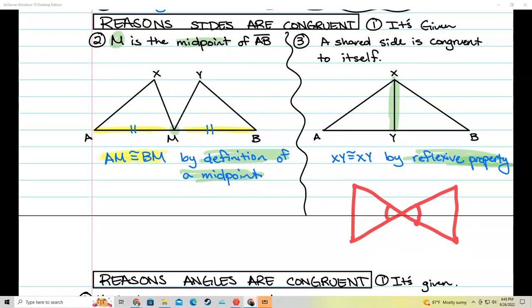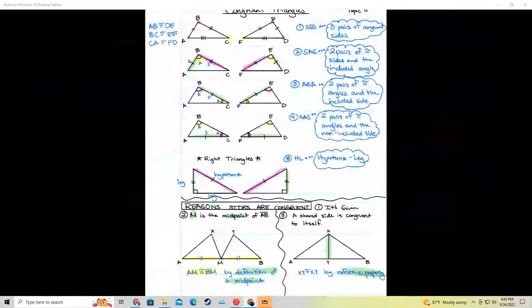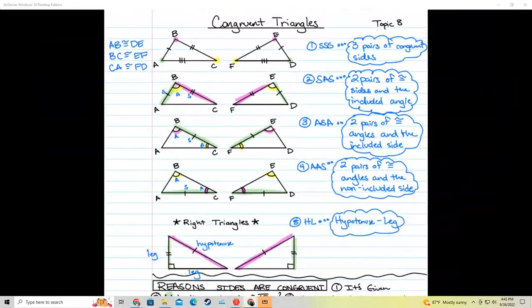So on bow tie problems, even though they don't mark it, you should know that this angle is congruent to this angle because of vertical angles. So that's like a hidden one that you need to put there in your mind. So that way later on you can match it up with one of these theorems. All right. And once you start looking at the homework, it'll make more sense.